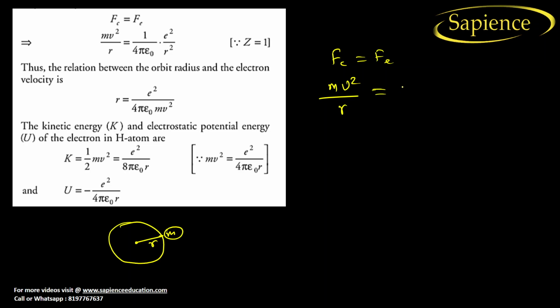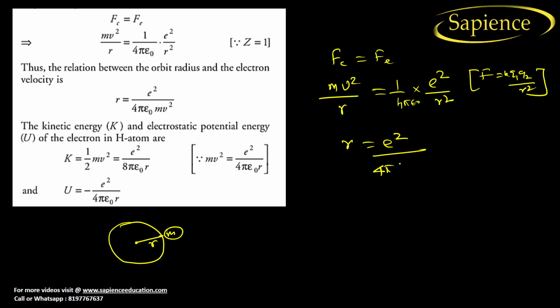Now if you talk about the electrostatic force, this will be 1 by 4 pi epsilon naught into charge. Electron and proton both have the same magnitude of charge, so we can say e square for q1 q2. We can use the formula F is equal to k q1 q2 by r square, divided by r square. So from here if we rearrange, we get e square by 4 pi epsilon naught into mv square, where r is the radius of the orbit. So we can easily find out the radius of the orbit from here.